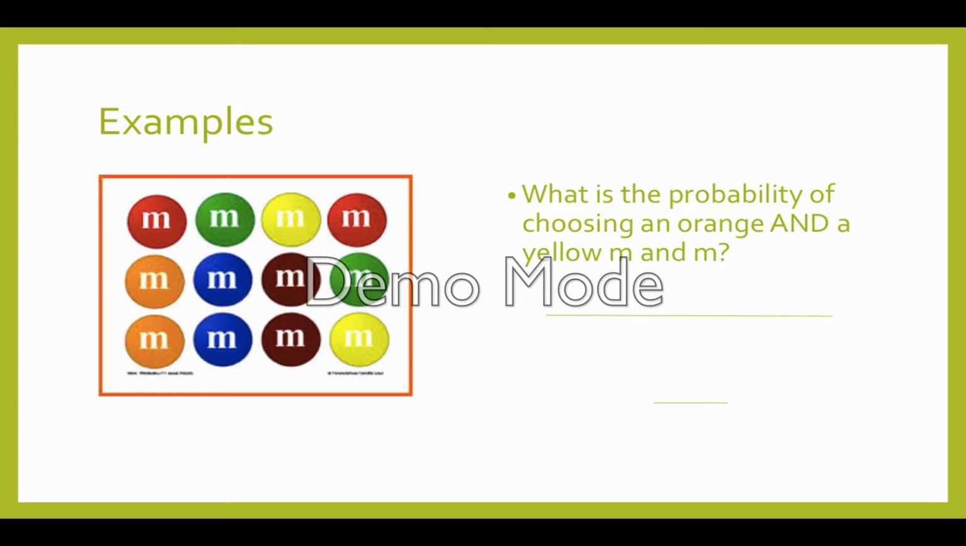What is the probability of choosing an orange and a yellow M&M? To solve this problem, we would have to add up the number of orange and yellow M&Ms. So let's count. 1, 2 orange M&Ms plus 1, 2 yellow M&Ms over the total of 12 M&Ms. 2 plus 2 is 4 over the denominator of 12 total M&Ms. So the probability of choosing an orange and a yellow M&M would be 4 over 12.